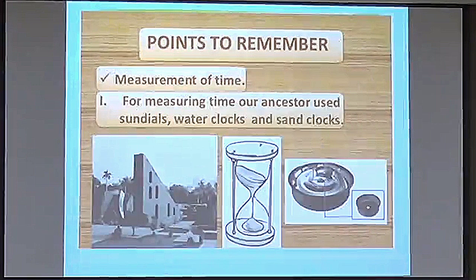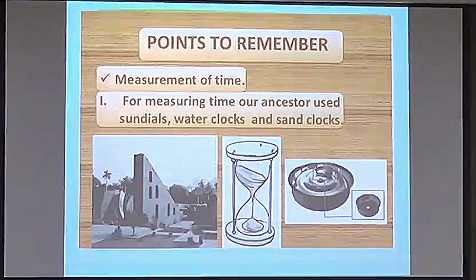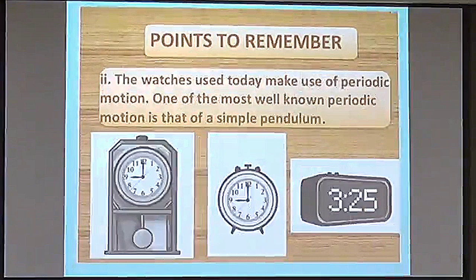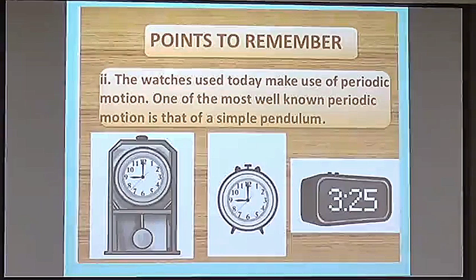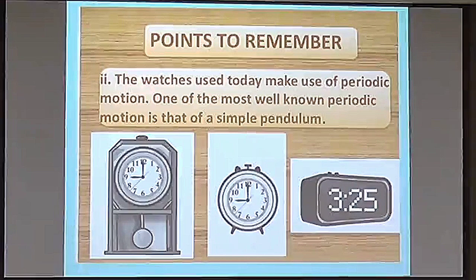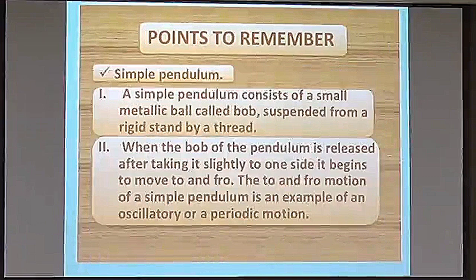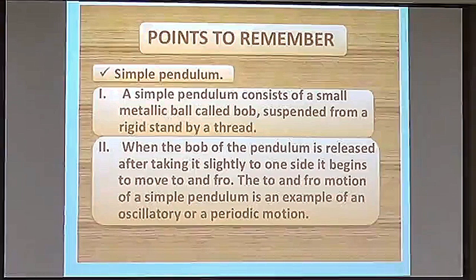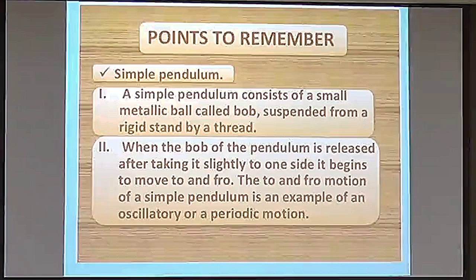Then for the measurement of time, our ancestors were using sundial, water clock and sand clock. The watches which are used today make use of periodic motion which repeats itself after a definite interval of time, and one of the most well-known periodic motions is the example of a simple pendulum. What is a simple pendulum? A simple pendulum consists of a small metallic ball, and what is that ball called? A bob, which is suspended from a rigid stand by a thread.